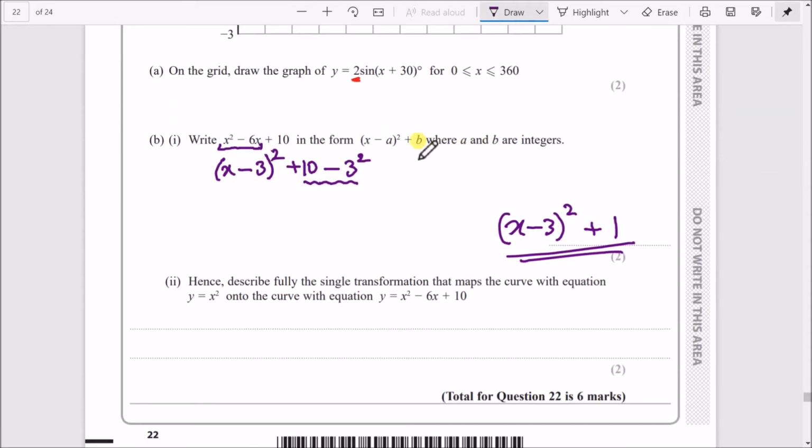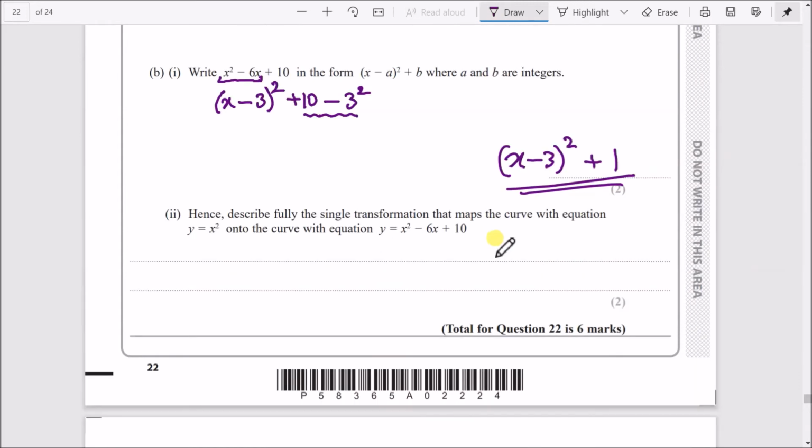Now for part 2, hence describe fully the single transformation that maps the curve of equation y equals x squared onto the curve of equation y equals x squared minus 6x plus 10. Okay, so how do you move from here to there? Now, keyword guys, every time they use the word hence, it means use your previous result. In other words, use the result from B1, that one.